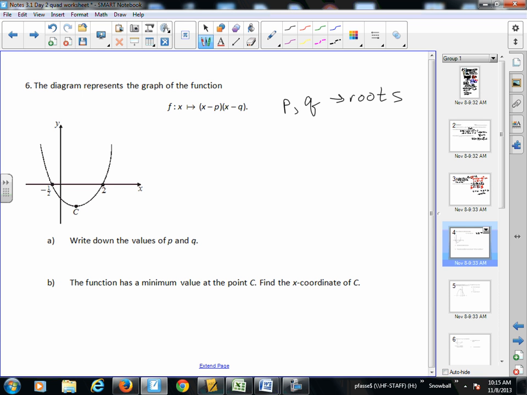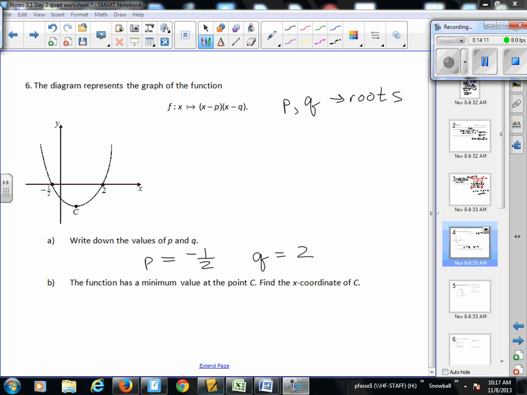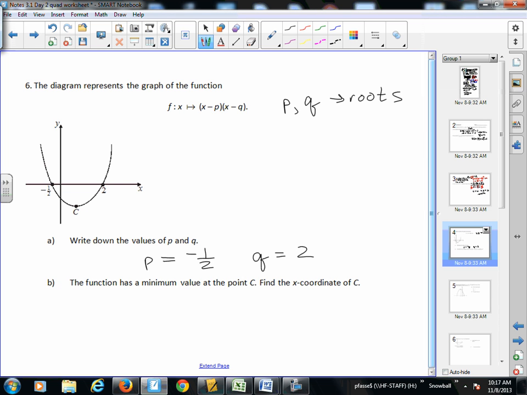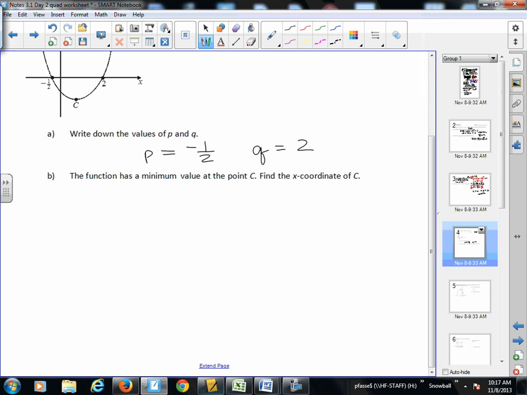Now we look over here. They say write the values of p and q. So what are they asking us to find? The values of p and q. And what are p and q again? They are the roots or the x-intercepts. They're simply x-intercepts, which is the same as roots, correct? So what is p going to be? Our first one, which is -1/2. And q is going to be our second, which is what? 2.